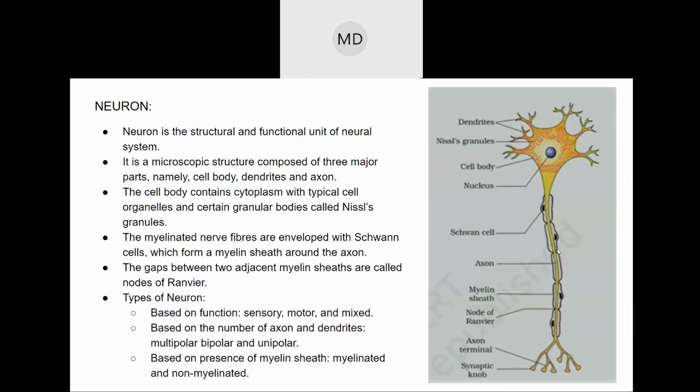What did I say now? If there are many dendrites and one axon, then it is multipolar. If there is one dendrite and one axon, it is bipolar. If there are no dendrites and only one axon, it is unipolar. So what type of neuron is this one?